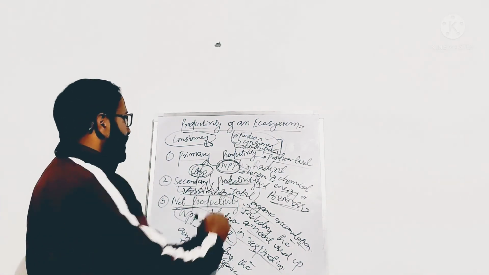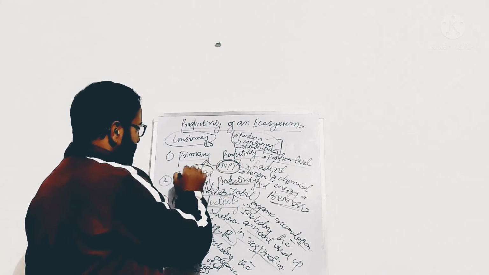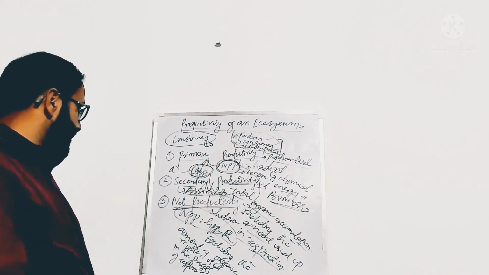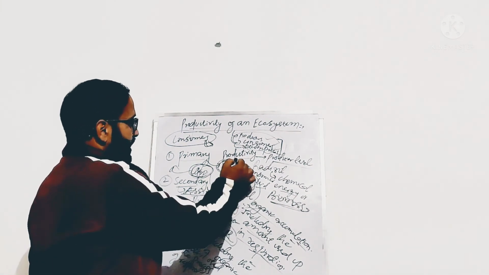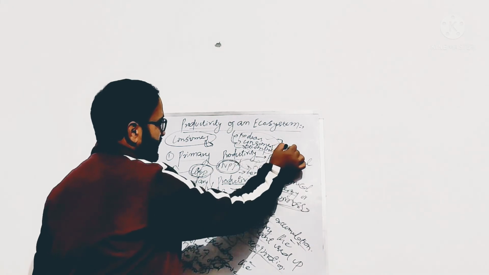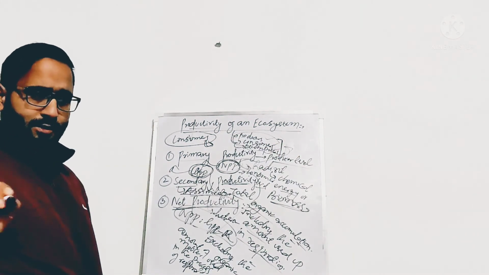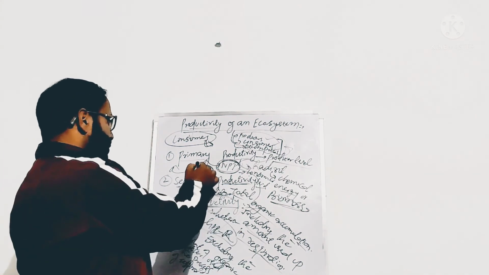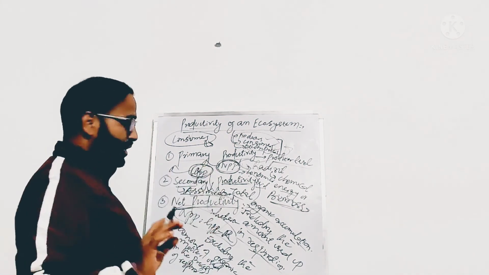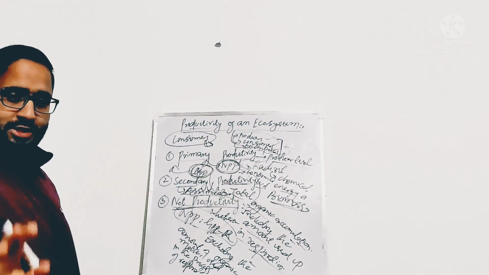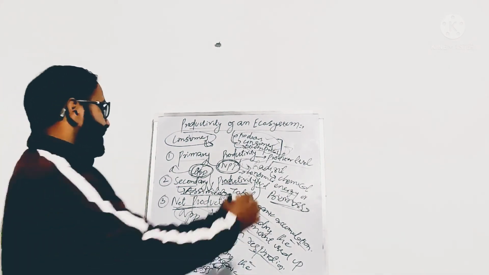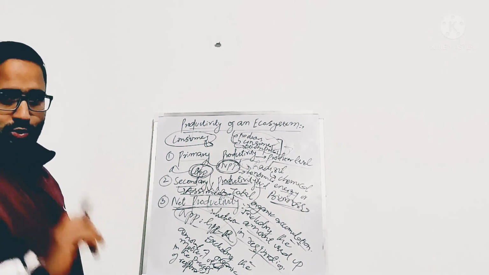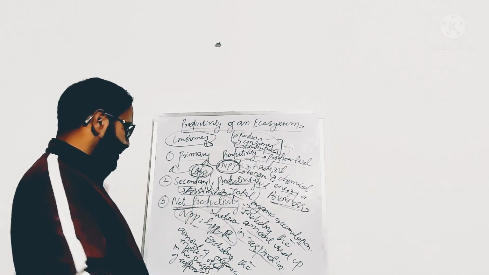This gross primary productivity is also called total photosynthesis or total assimilation. And this net primary productivity is also called apparent photosynthesis or apparent assimilation.